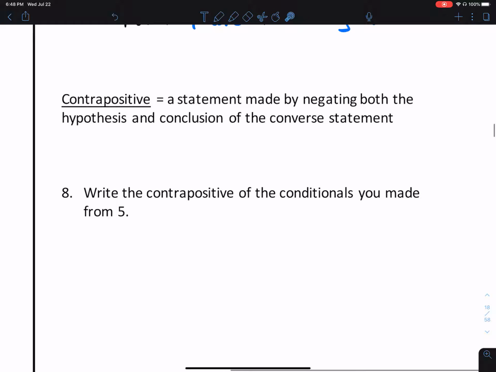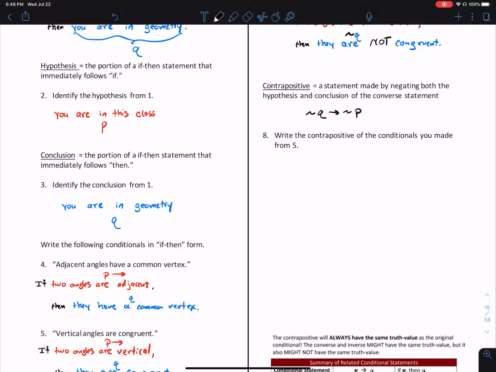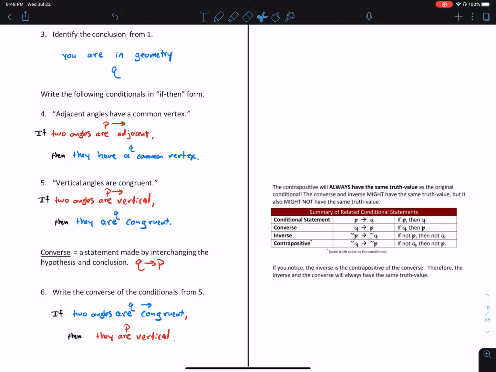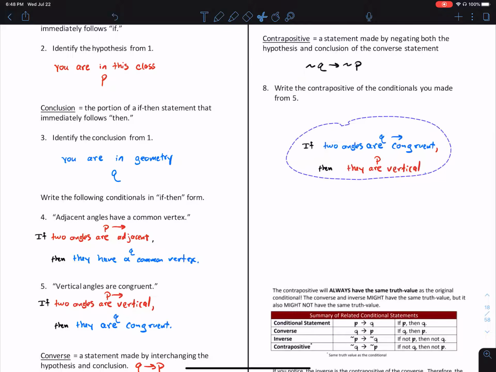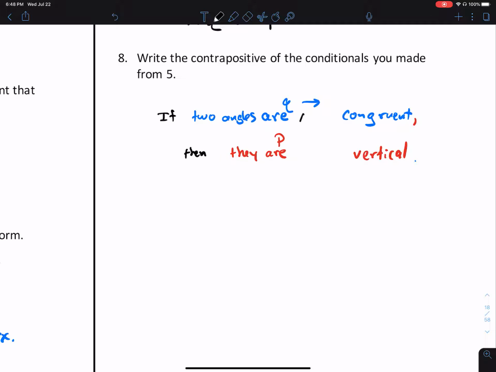Contrapositive. A statement made by negating both the hypothesis and the conclusion of the converse statement. Well, the original statement was P implies Q. The converse is Q implies P. So the contrapositive is not Q implies not P. So if I take the statement I made in number 5, if 2 angles are vertical, then they are congruent. And if I take the converse to that, which is a statement I made in number 6, and I negate both of those, it would be if 2 angles are not congruent, then they are not vertical. Not Q implies not P.